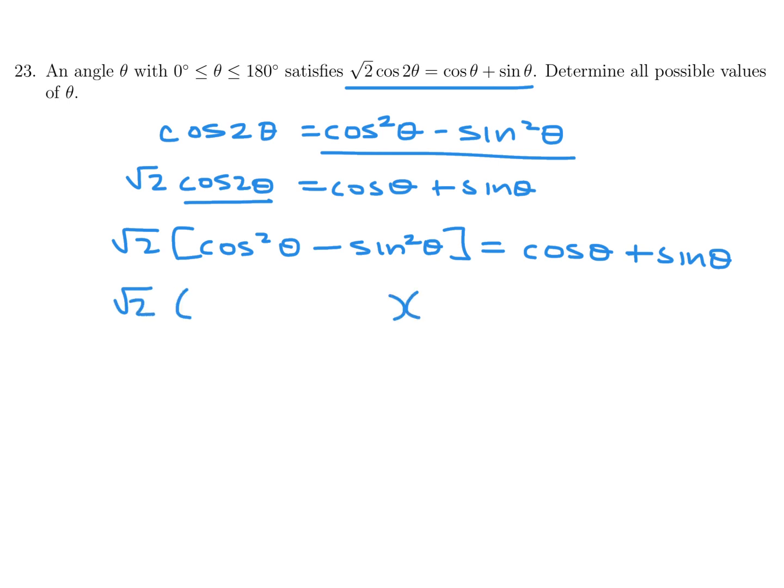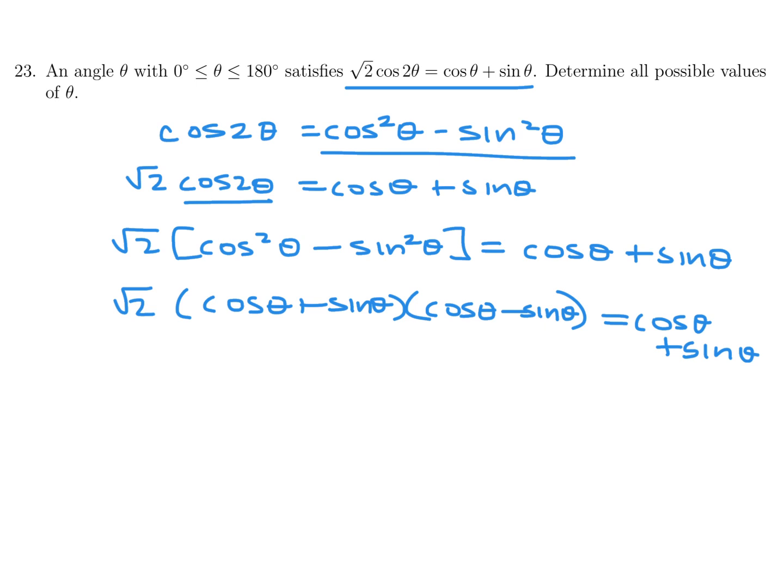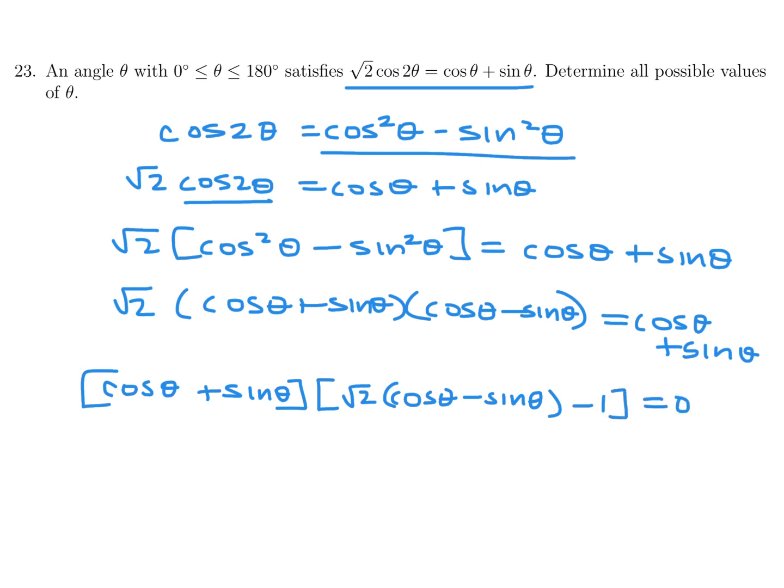Okay, so let's factor this guy. That's going to be cos theta, sine theta, and then plus or minus, right? Okay. And then if I were to rearrange this, bring everything over to one side, I think I can factor out that cos theta plus sine theta. And then when I do, I will get root 2 cos theta minus sine theta, and then I think I will get a negative 1, and that's going to be all equal to 0. Okay, so that basically means that either cos theta plus sine theta is equal to 0, or cos theta minus sine theta is equal to 1 over root 2, I believe. Let me just see if I did that properly. Yeah. Okay, so let's take this one step at a time.